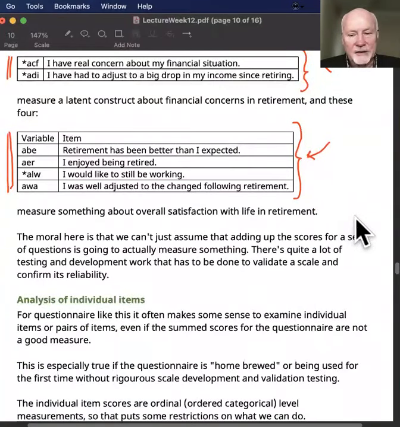But what I would really want you to take away from this is that if you cook up your own questionnaire, or somebody you work with or a consultant just makes up a questionnaire and they don't do any testing and validation of it, then you can't assume that just adding up the numbers for the answers to get a score is really producing a measurement of something. It might be, it might not be. You need to be fairly cautious about that.